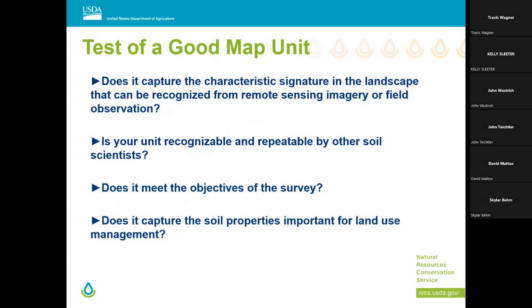Test of a good map unit. Does it capture the signature of the landscape? Is it recognizable, repeatable? Does it meet the objectives of the survey? Are we capturing what people need in order to do that? And if we're not, we need to hear from you so that we can get a better product out there.